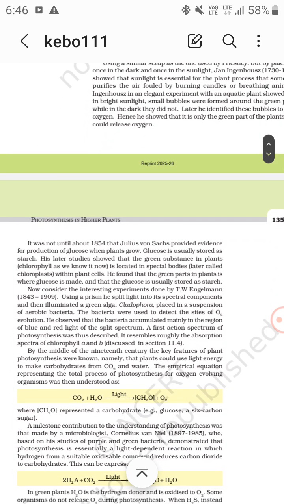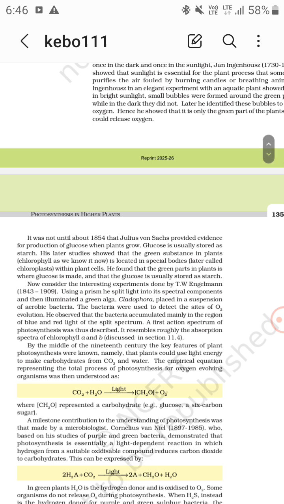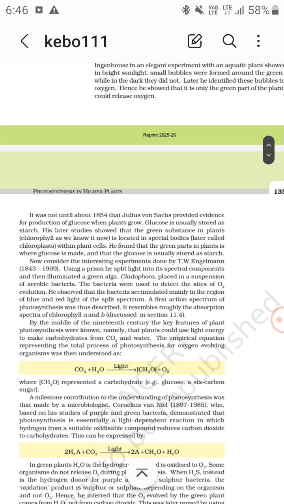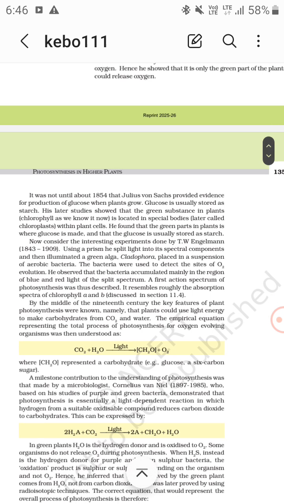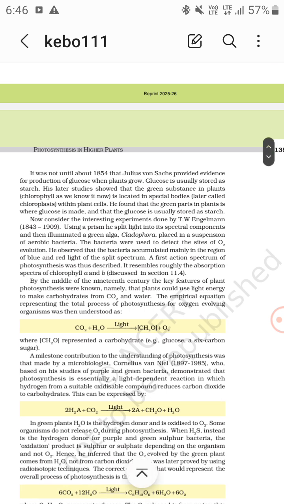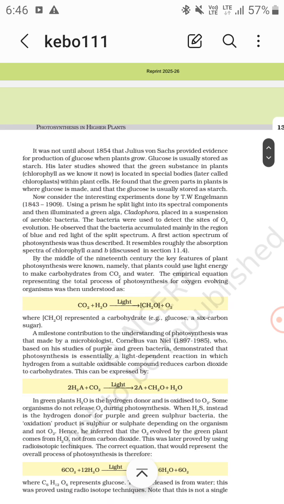Now in 1854, Julius von Sachs provided evidence for the production of glucose when plants grow. Glucose is usually stored as starch. He found that the green parts in plants are where glucose is made, and that the glucose is usually stored as starch. So the green part is where the glucose is made, and it is usually stored as starch in the plant, right?